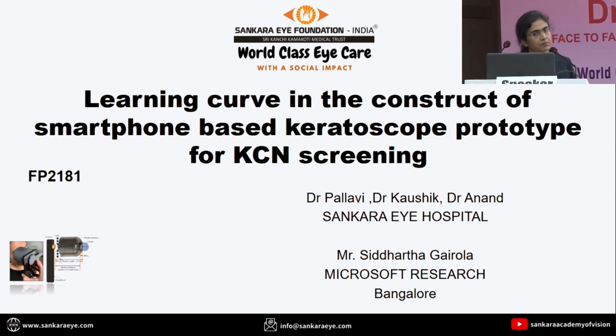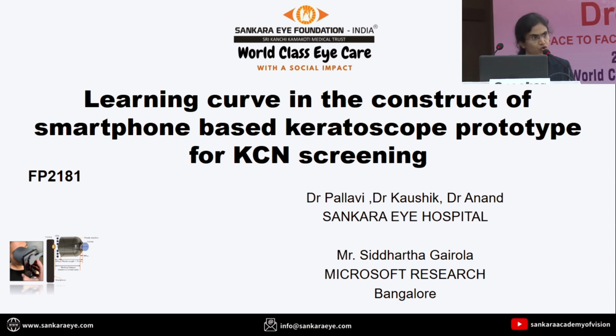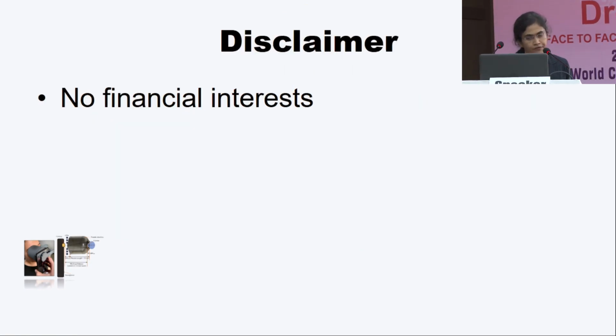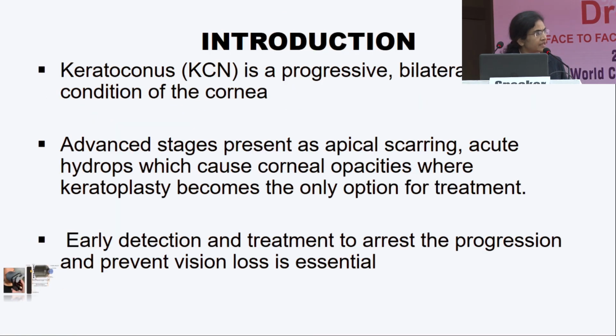So I'll be speaking about the learning curve in the construct of a smartphone-based keratoscope prototype for keratoconus screening. No financial interest. We all are aware that keratoconus is a progressive ectatic disease, and advanced stages have only the option of surgeries. So early detection and treatment to arrest this progression and prevent vision loss is very essential.